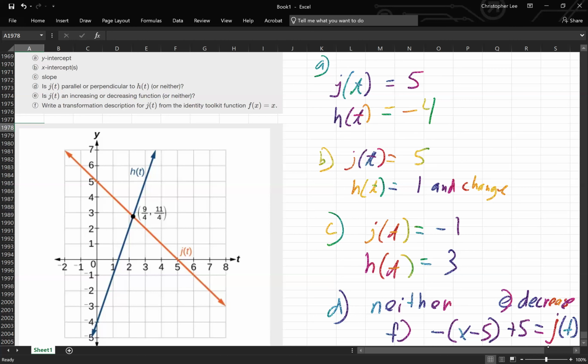Just the x minus 5 and the plus 5. That's it, and that changes the orange one we're focusing on. Yeah, it changes the orange one to match what it is right now.